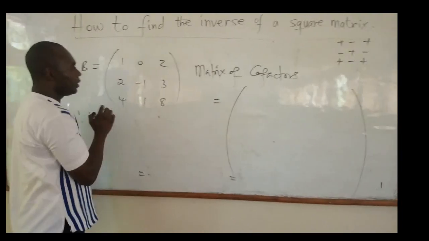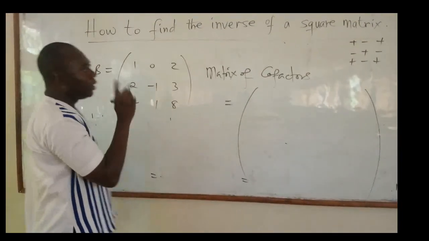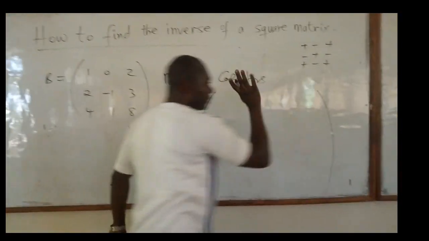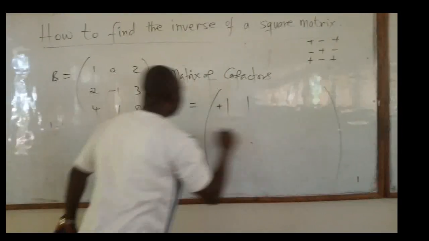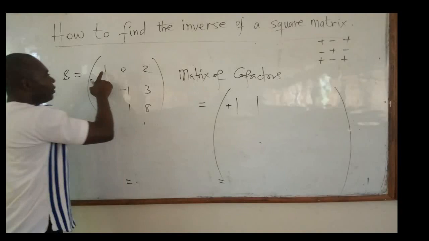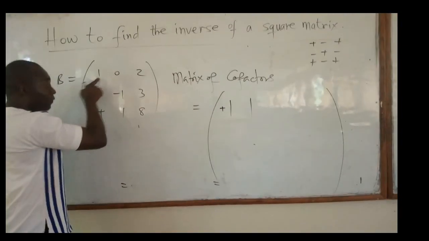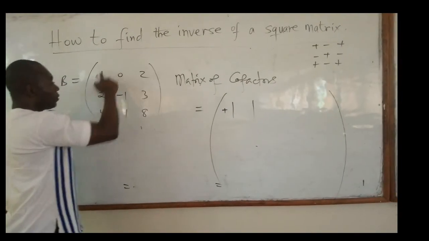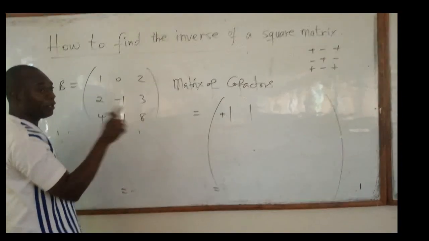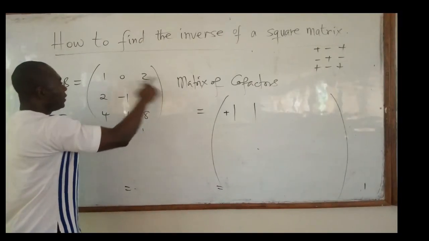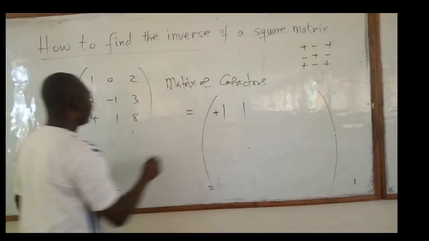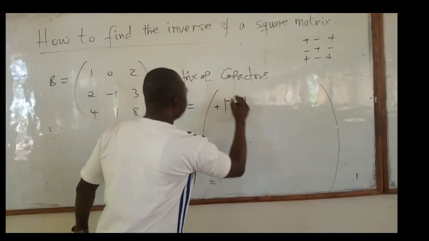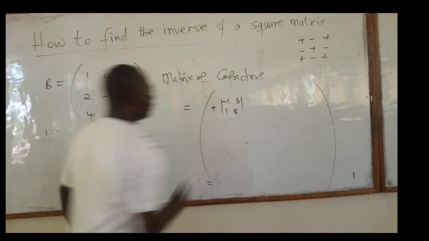So this is the first element, and the alternating sign is positive. So the first element is plus this. Now, what you do is that you cross out all the elements in the first row, because the first element, 1, is in the first row, first column, like we did when we were finding the determinants. So you cross out this, and you're going to get negative 1, 3, 1, 8.